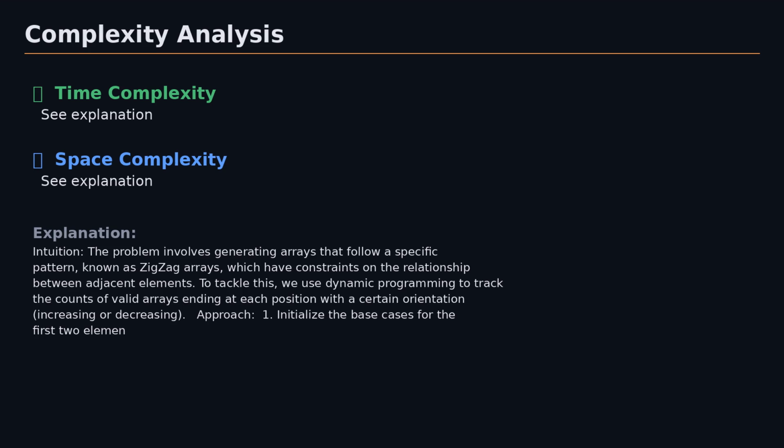In terms of time complexity, this solution is O(n * (r - l + 1)), where n is the length of the array and r - l + 1 is the range of values for each element. This is because we have a nested loop structure, with one loop iterating over the array length and another loop iterating over the possible values for each element. The space complexity is O(n), where n is the length of the array, because we need to store the counts of valid arrays at each position.